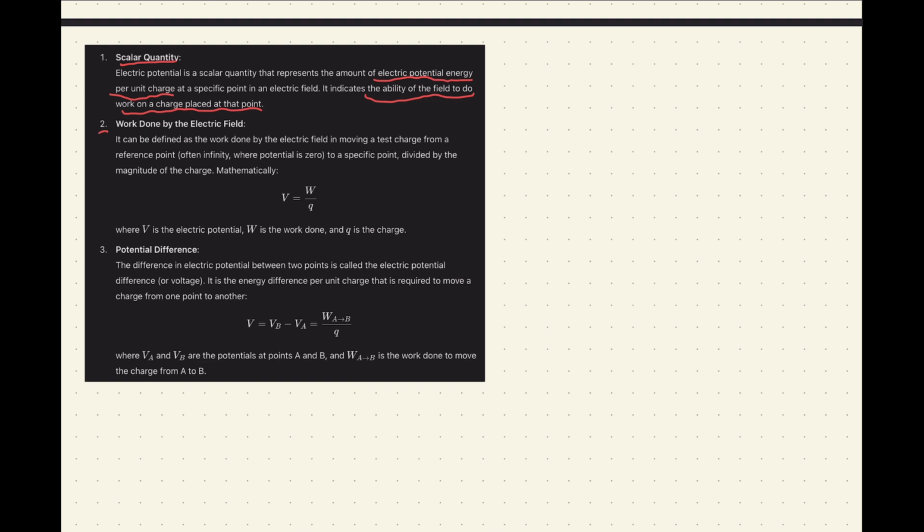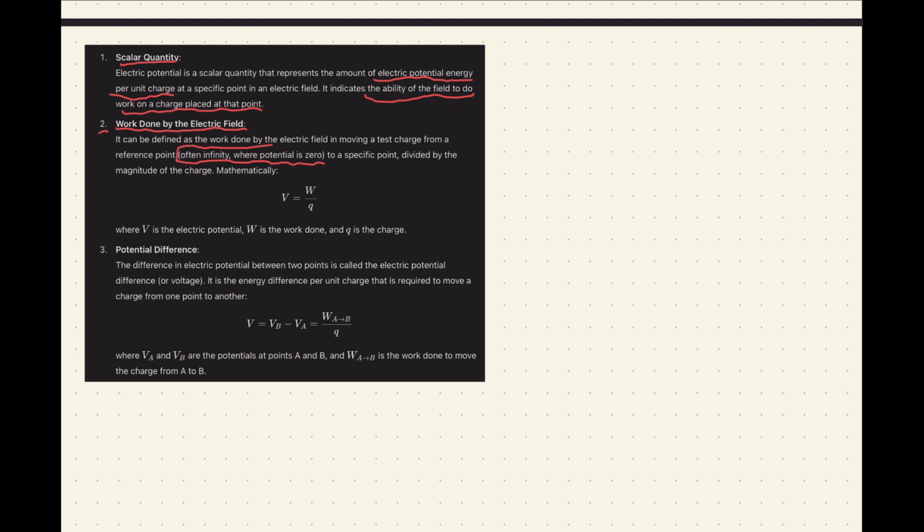It says work done by an electric field. This is actually a very nice definition. You can think about electric potential as the work done by an electric field. This is the definition that we use most often in circuits because we use voltage as the powerhouse of a circuit, like a battery, for example. So it says it can be defined as the work done by the electric field in moving a test charge from a reference point, often infinity, where potential is zero. This is going to come in handy when we calculate the potential energy around a point charge.